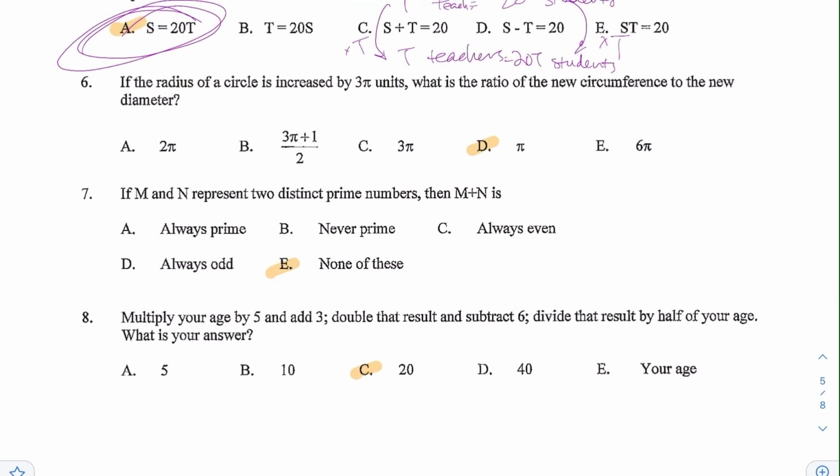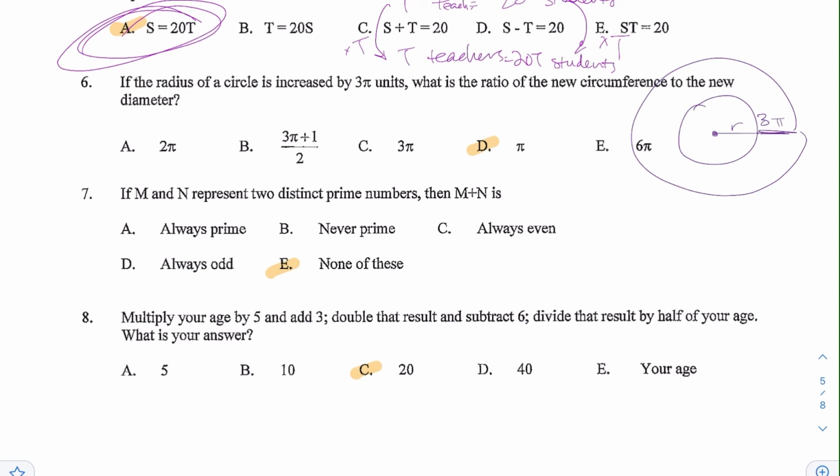Next, for number 6, if the radius of a circle is increased by 3 pi units, what's the ratio of the new circumference to the new diameter? So the radius of the circle was r. You take this r and then you increase it by 3 pi. And now you have a new bigger circle. So here you want the ratio of the new circumference to the new diameter.